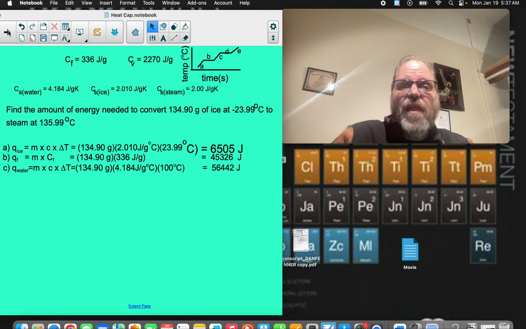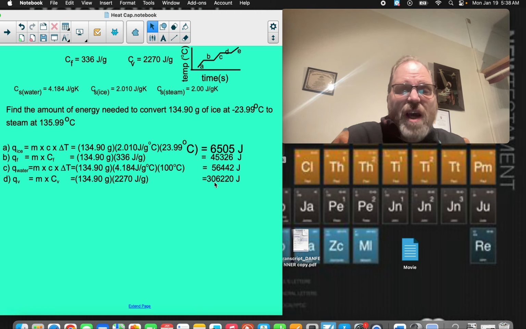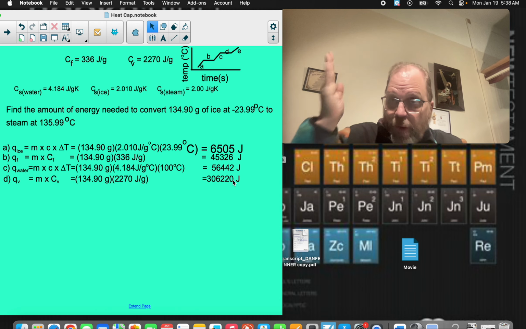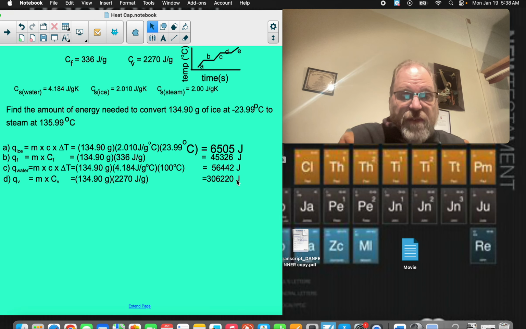Now we're at the boiling step, not melting. We're going to do the Q of V. Remember we said from the equation Q of V is equal to M times C of V. The mass doesn't change. Mass is still 134.90 grams, but the C of V, heat of vaporization, is 2,270 joules per gram, grams cross out. 5 sig figs, infinite sig figs, 5 sig figs. I should get 306,220.